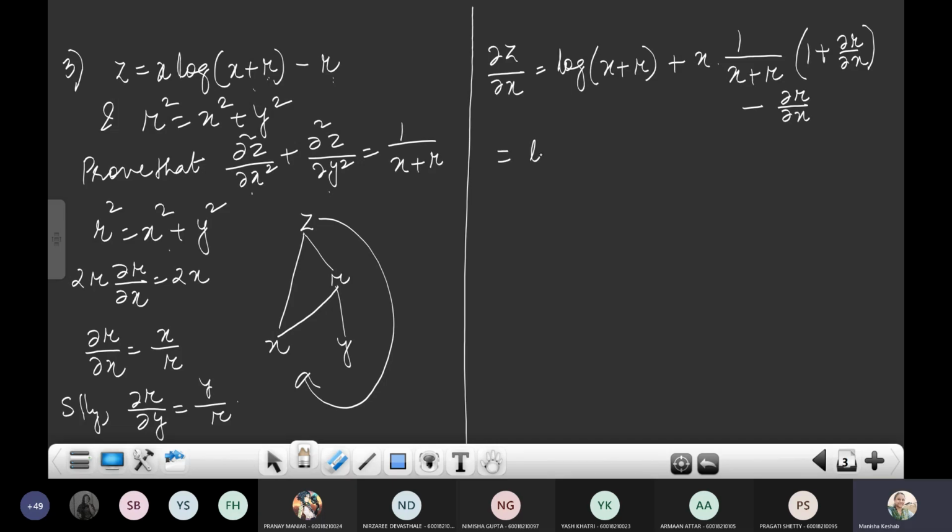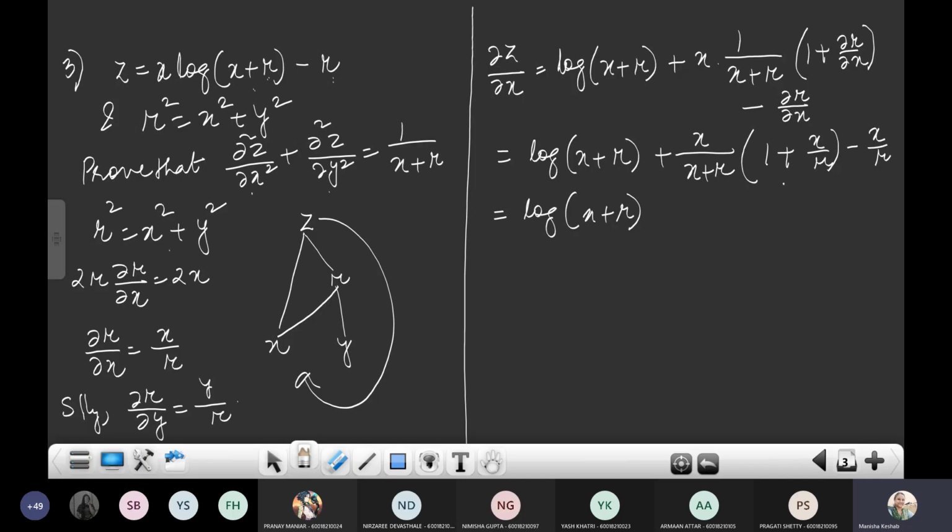Now let us substitute the value. So log of x plus r plus x by x plus r into 1 plus del r del x is x by r minus x by r. Now let us simplify. What will we get then? Log of x plus r plus x by x plus r into r, and then here we will get x plus r minus x by r. So this x plus r cancels, and then we have x by r minus x by r, which is equal to log of x plus r.